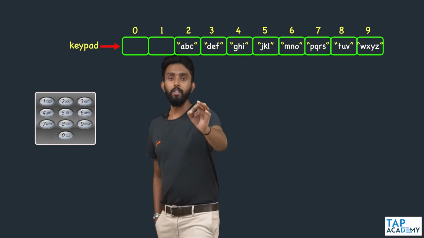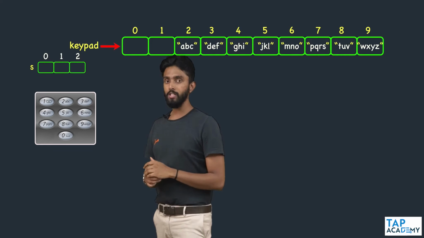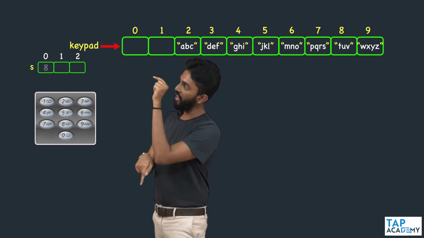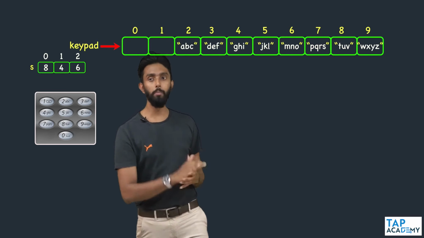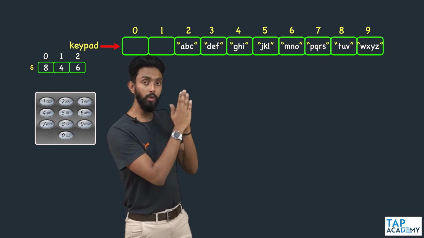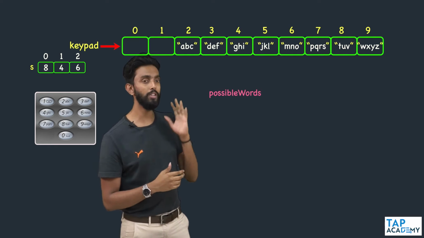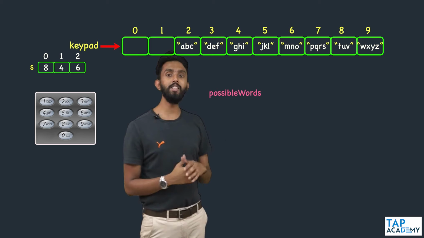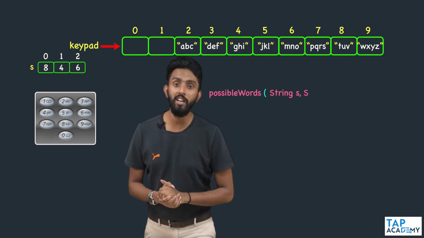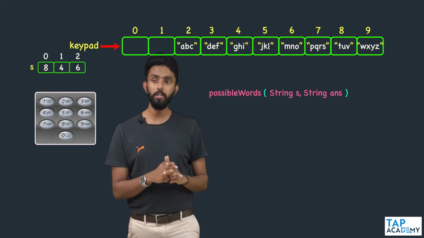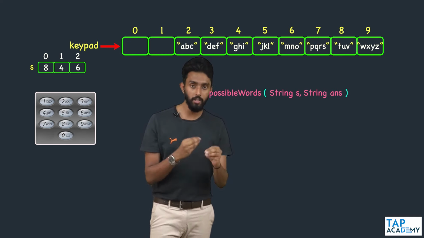Assume that the user gave you a string s. In the string s, the input is 8, 4 and 6. Now, you must generate all the combinations. So, for that, I'm going to create a function called possible words. Inside that, I will have string s and I will have string answer. These are the two variables. So that s I will be passing, and obviously I also require my answer, right?